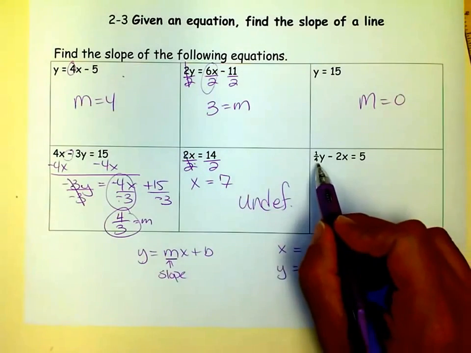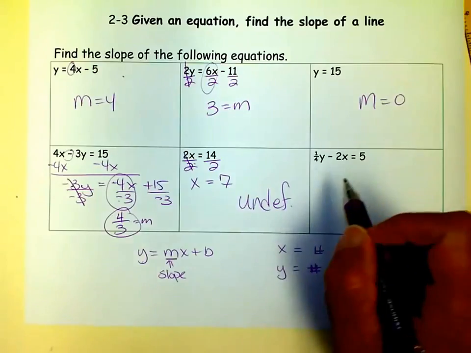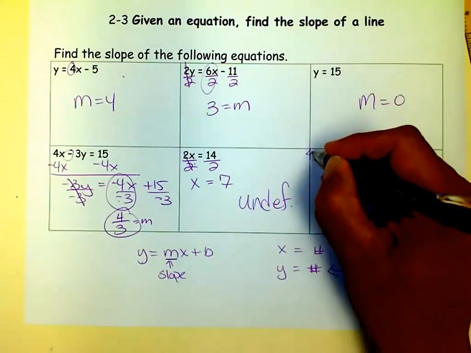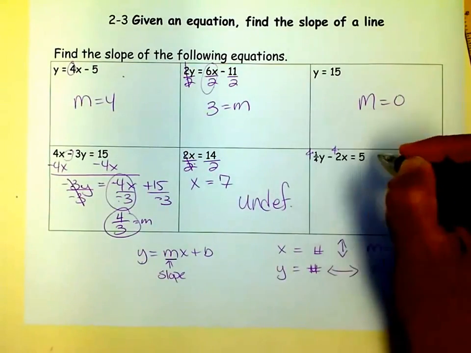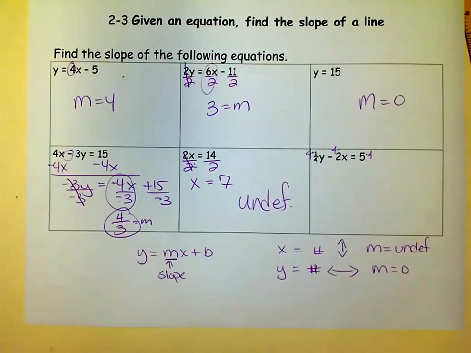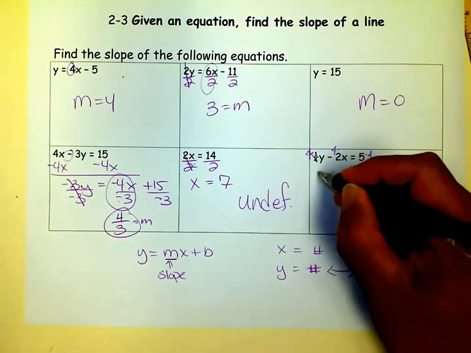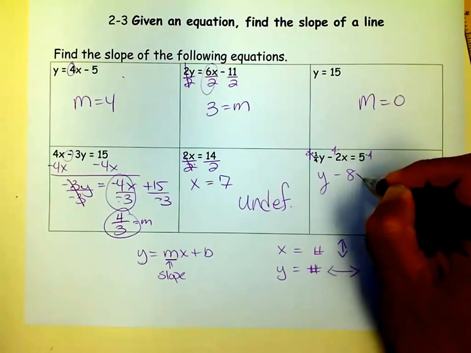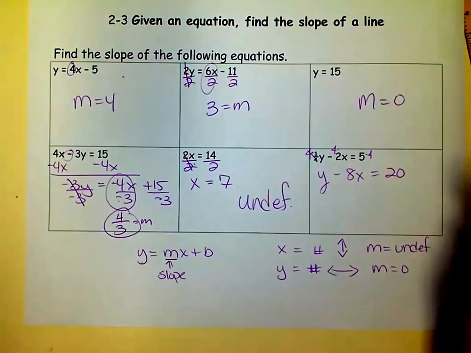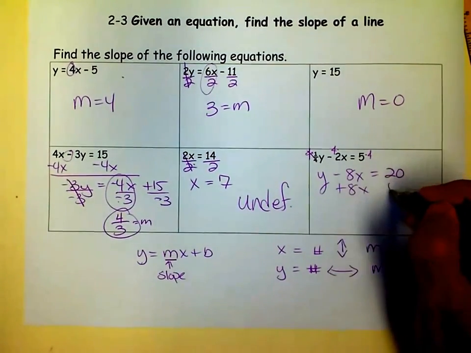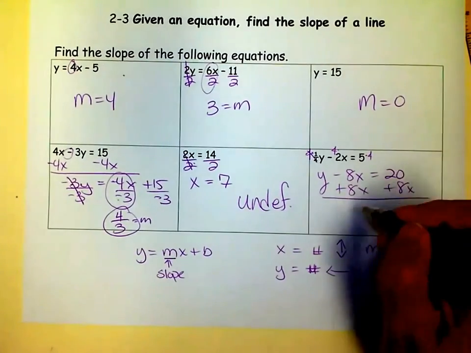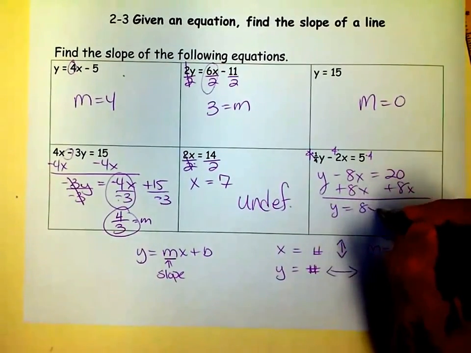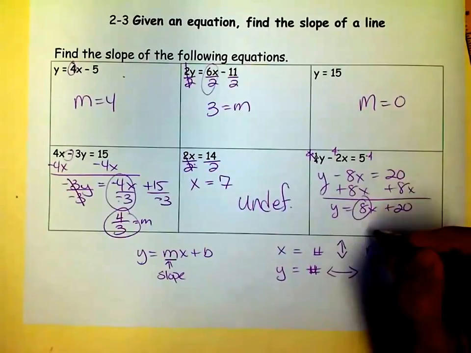Okay, y is not alone. There's a 1/4 in front of it. To get rid of the 1/4, I need to multiply everything by the common denominator of the fraction, so I don't have fractions. So I'm going to multiply everything by 4. It cancels here. I get y minus 8x equals 20. I have to move the 8x to the other side. So remember, I want y alone. Y equals 8x plus 20. And then there's my slope.